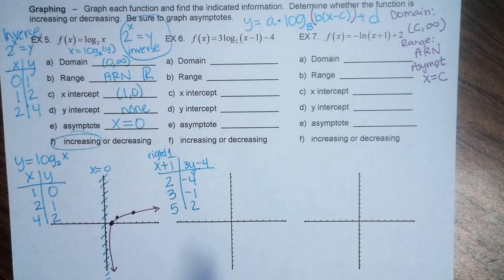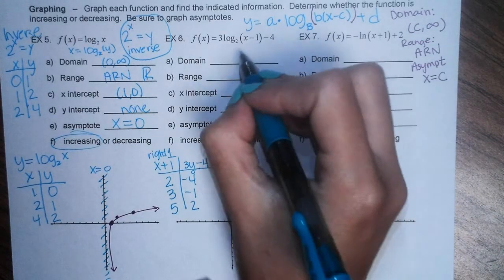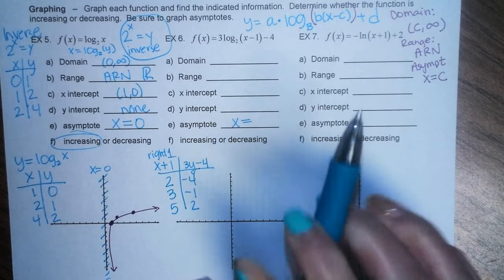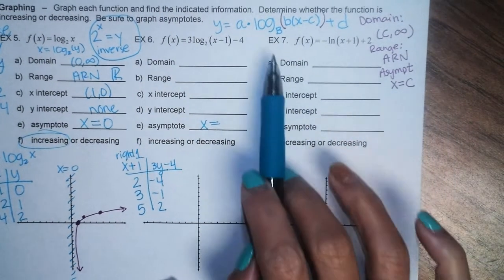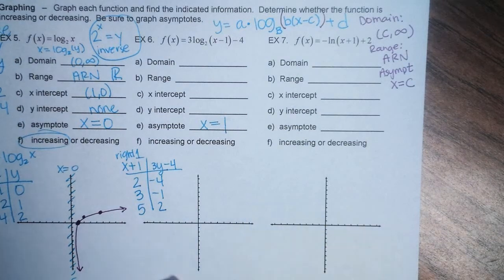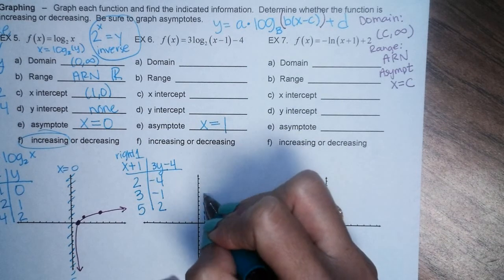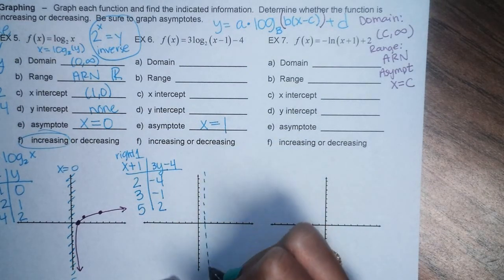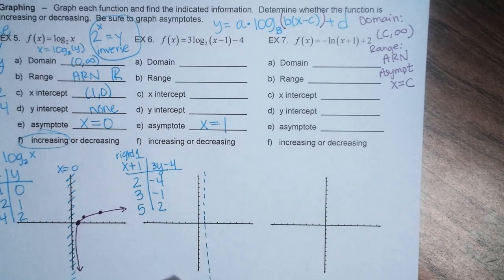So now basically this is what I'm going to be graphing. And I always like to graph that asymptote first. It should always be x equals c. So for this case, it's x equals 1. So let's go graph that. That's the asymptote. So now you can graph the points.